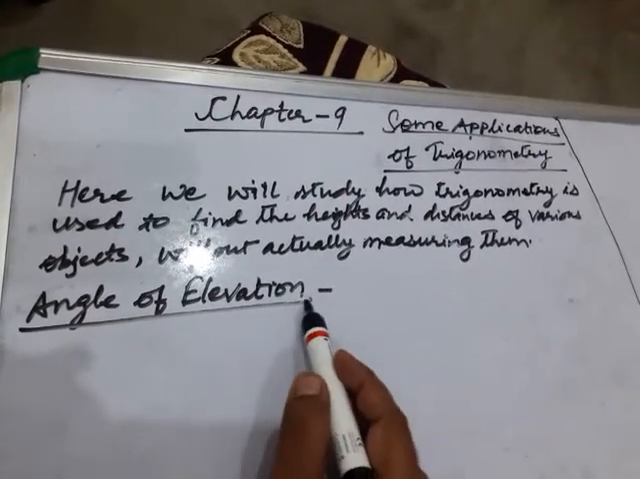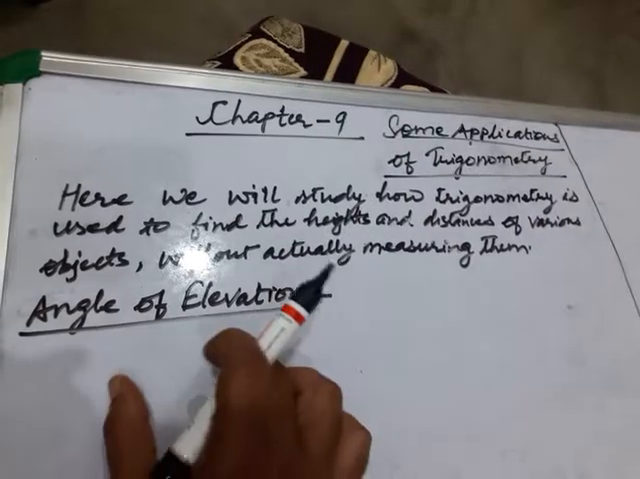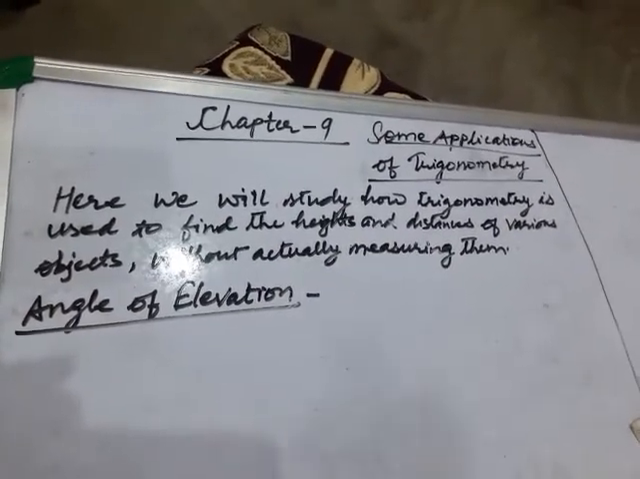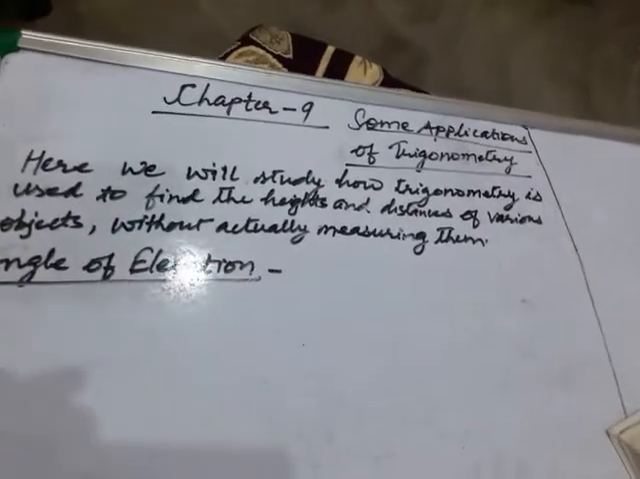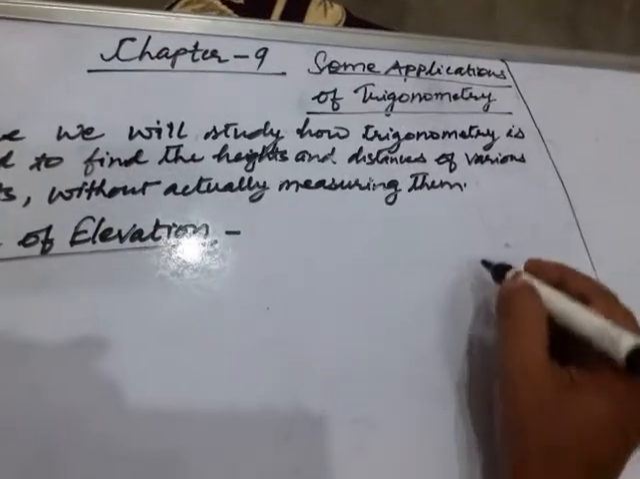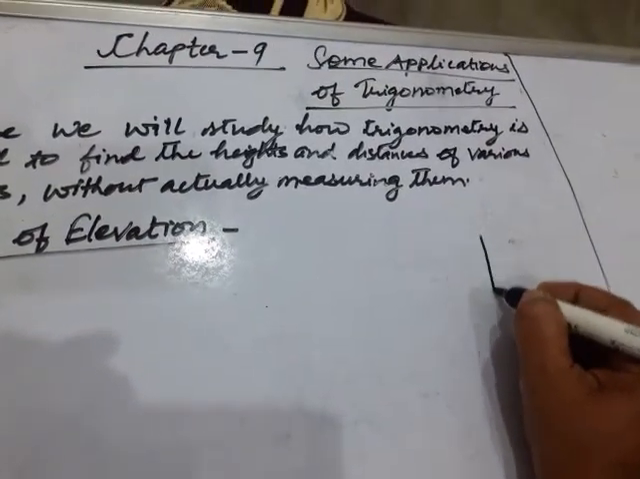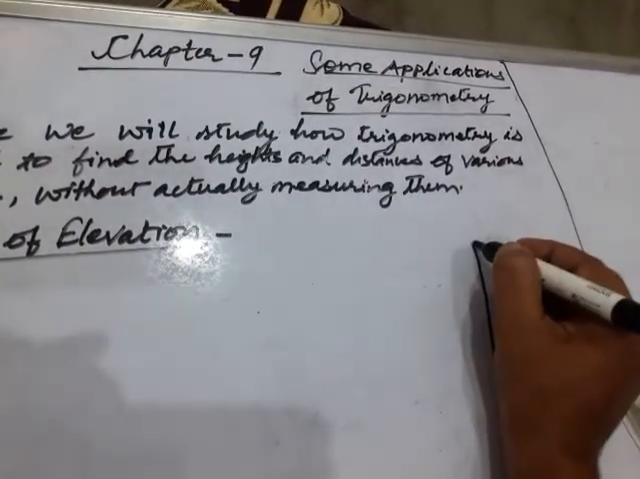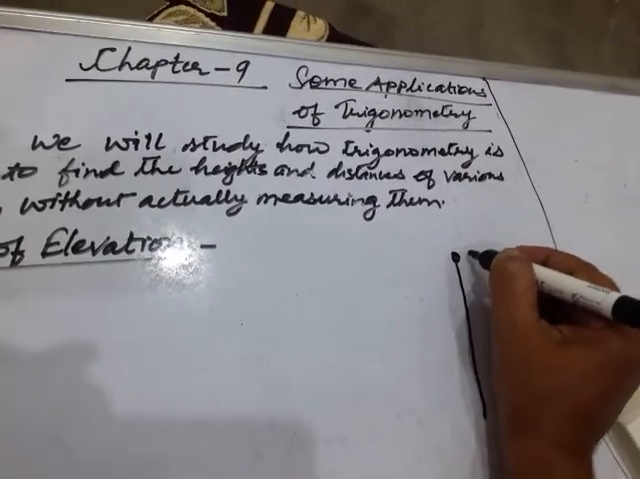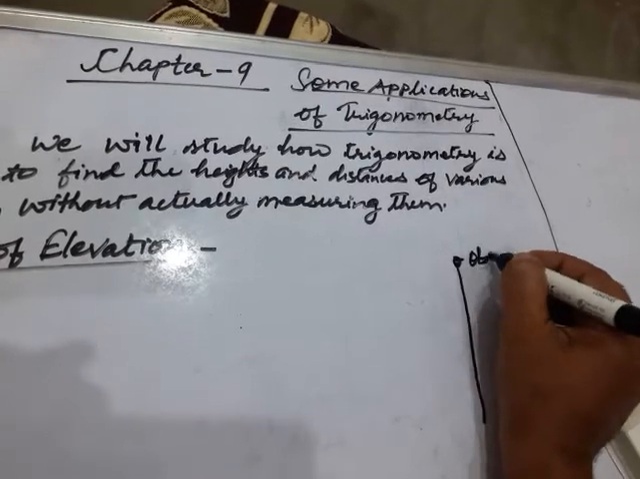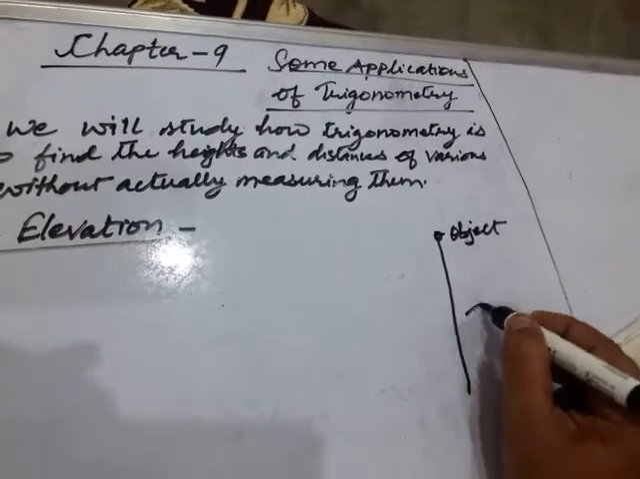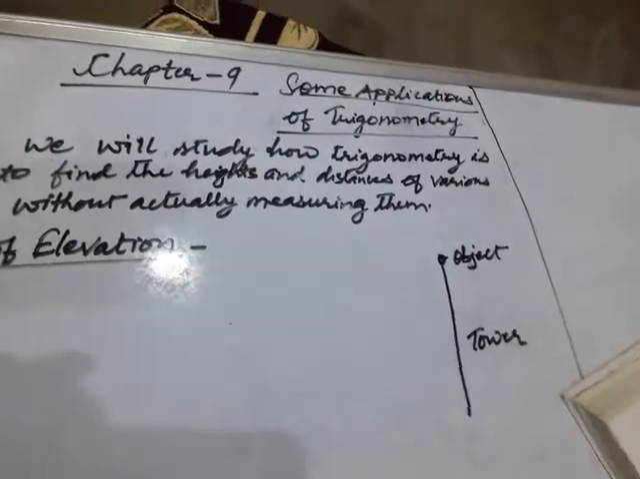As you know, elevate means to see higher. What is angle of elevation in terms of trigonometry? Let us take a tower, that is a minar, from here. An object is kept over here. What is this? This is an object. What is this? This is a tower.